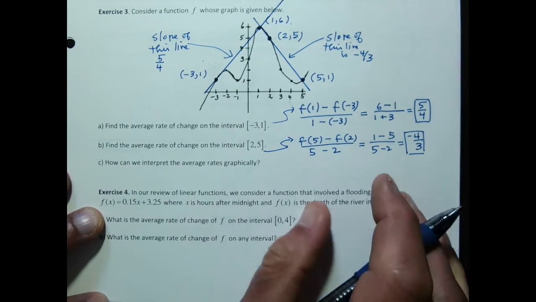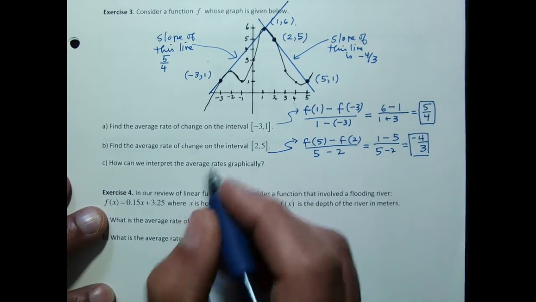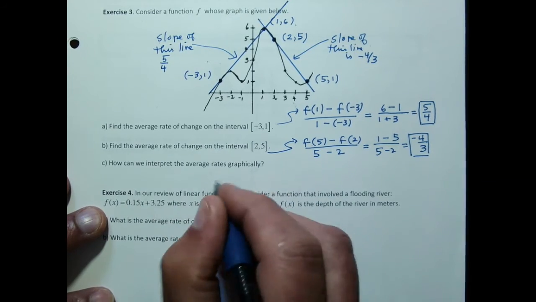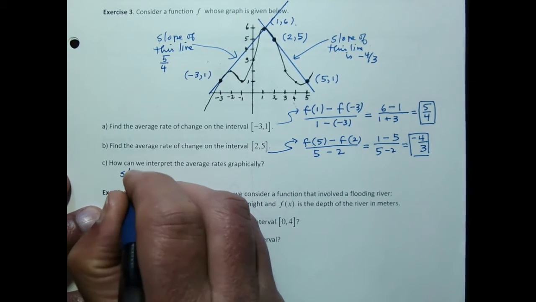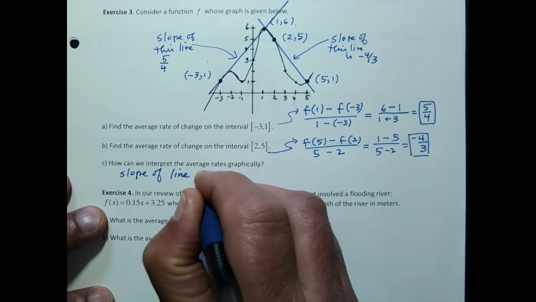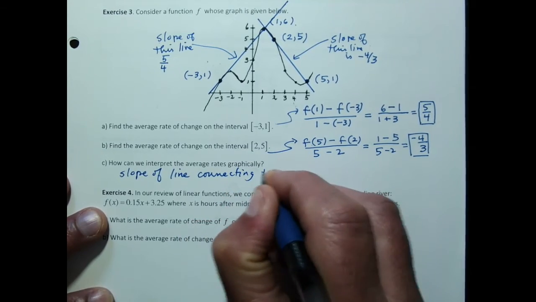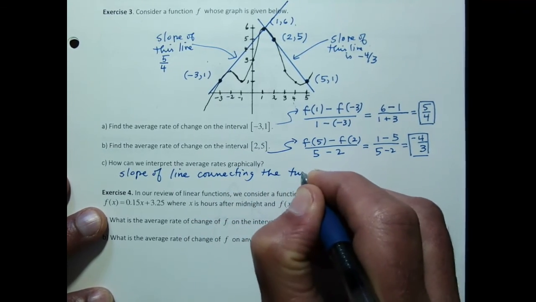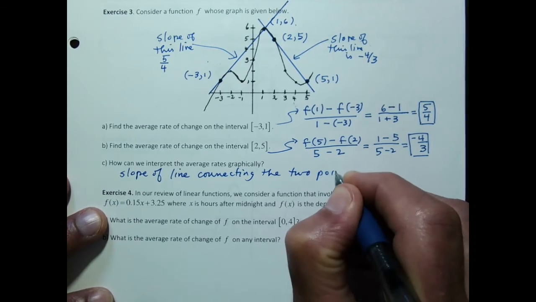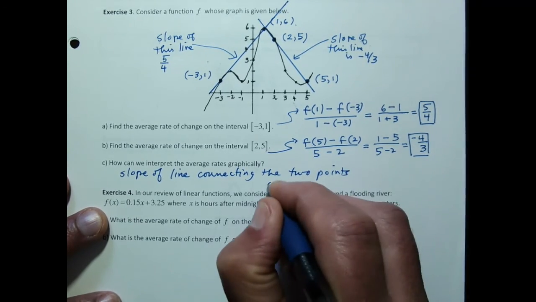So how can we interpret these rates of change graphically? They're the slopes of the line connecting the 2 points on the graph.